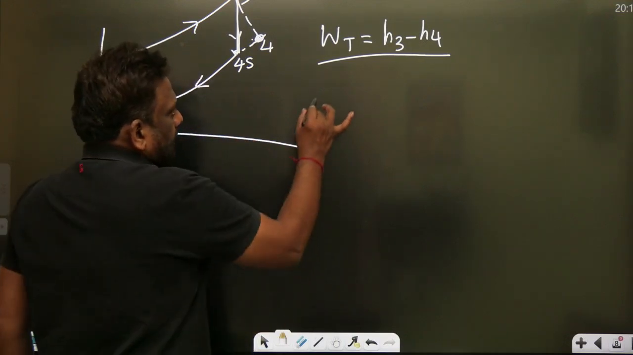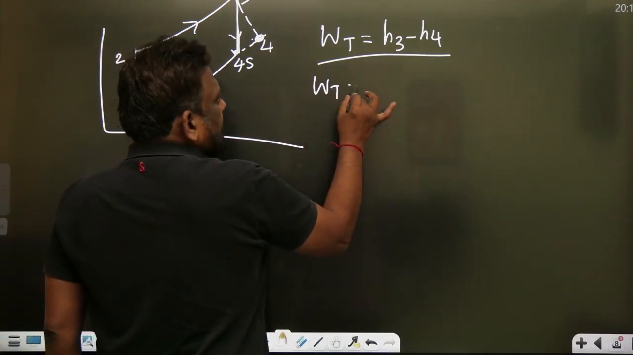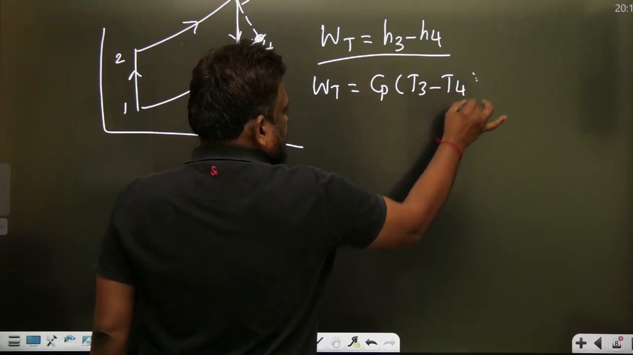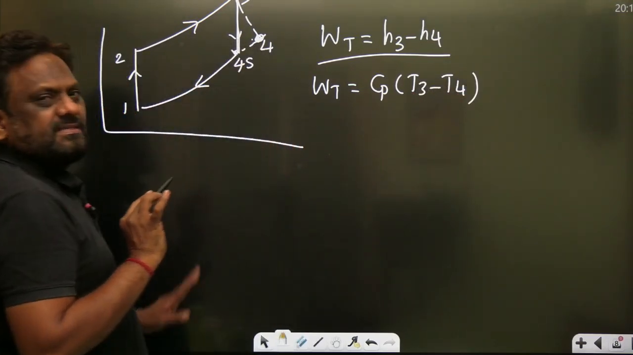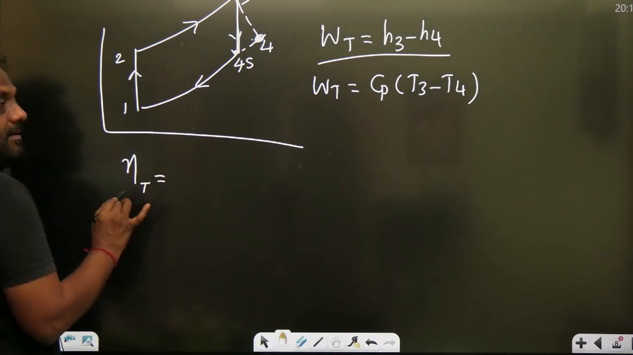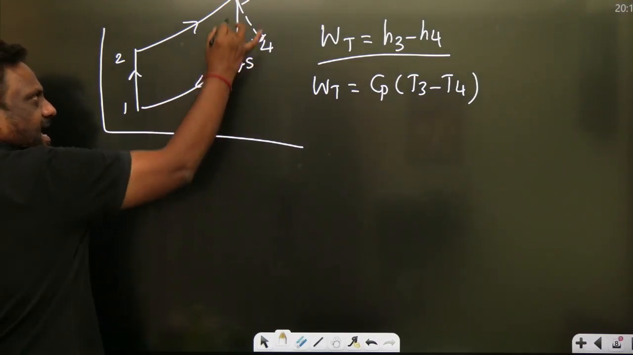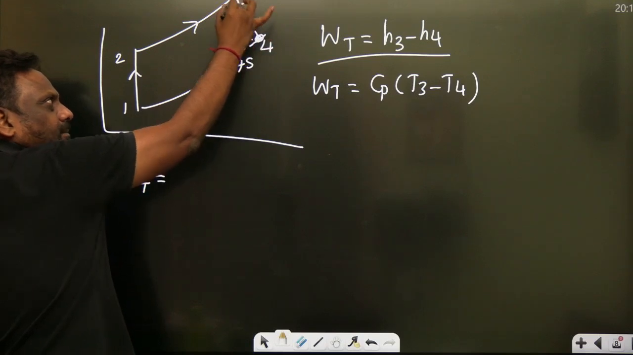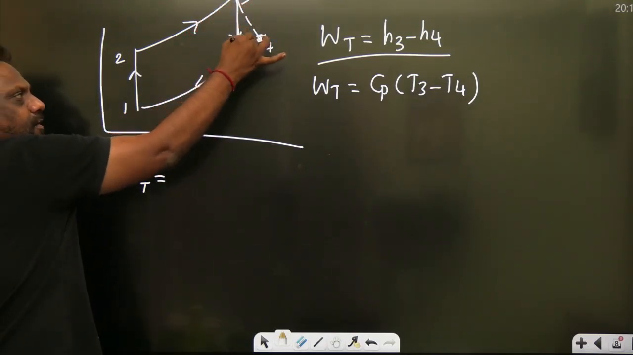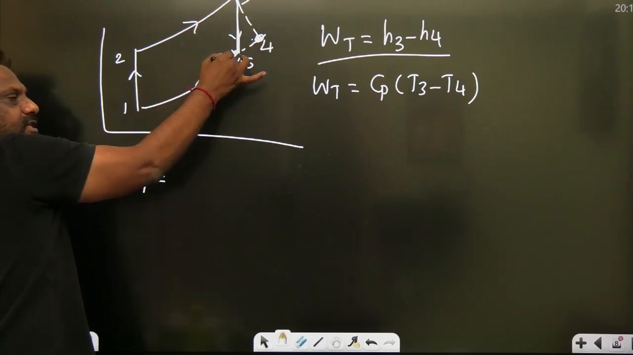Okay sir. Now, my dear students, can I write this as Cp into T3 minus T4? Exactly, sir. So, this is the equation. Now, let's see what is the isentropic efficiency of a turbine. I can write the isentropic efficiency as actual work by isentropic work. Actual work is H3 minus H4. Isentropic work is H3 minus H4s.